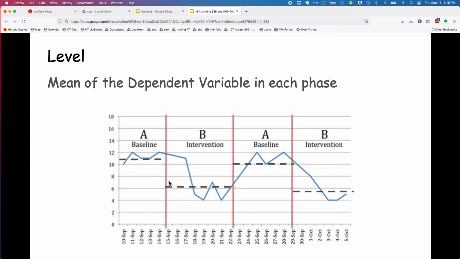And in this case, you can see the mean value, the level in phase A and phase B differ, and then differ again going back from B to A and back again from A to B. This looks like an important result. Whether or not this is a clinically significant result really depends on what we're measuring. There's no indication here of what we're actually measuring, so I'm not sure whether a change from 11 to 6 is actually meaningful.